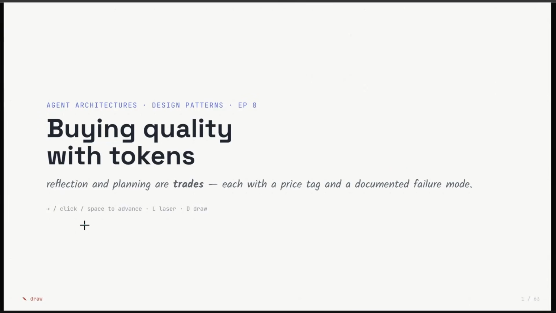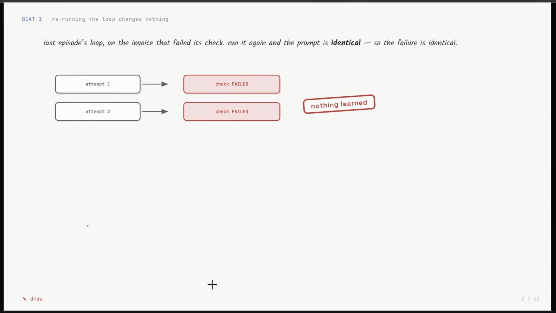Today's episode is called Buying Quality with Tokens. Reflection and planning are trades, each with a price tag and a documented failure mode. So, let's start from where the last episode actually ended.